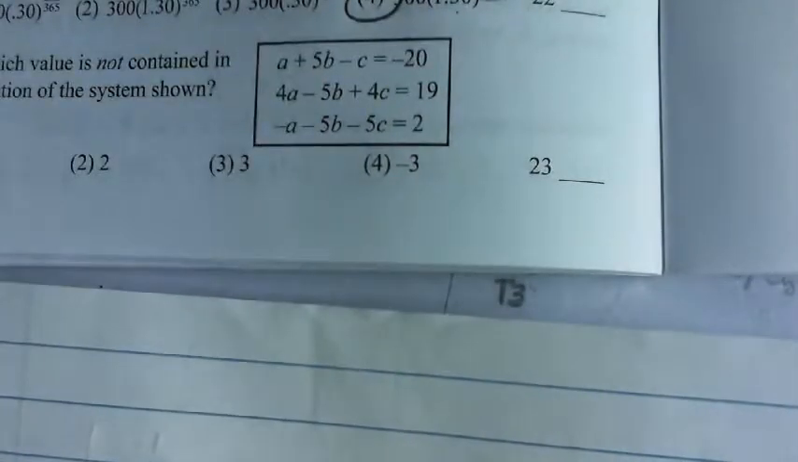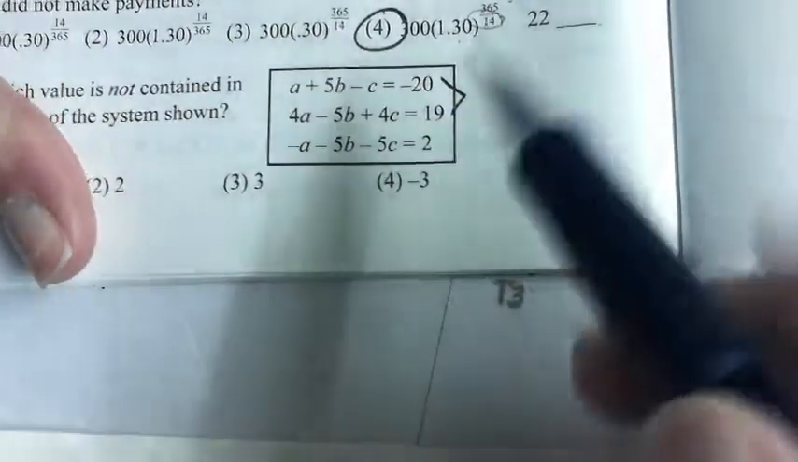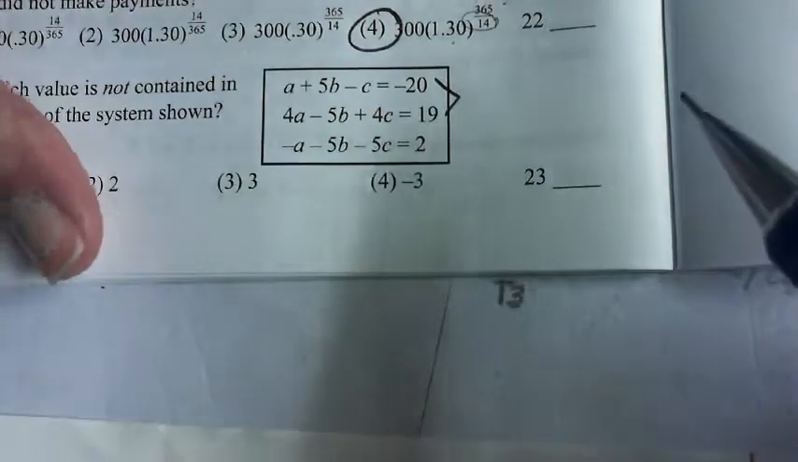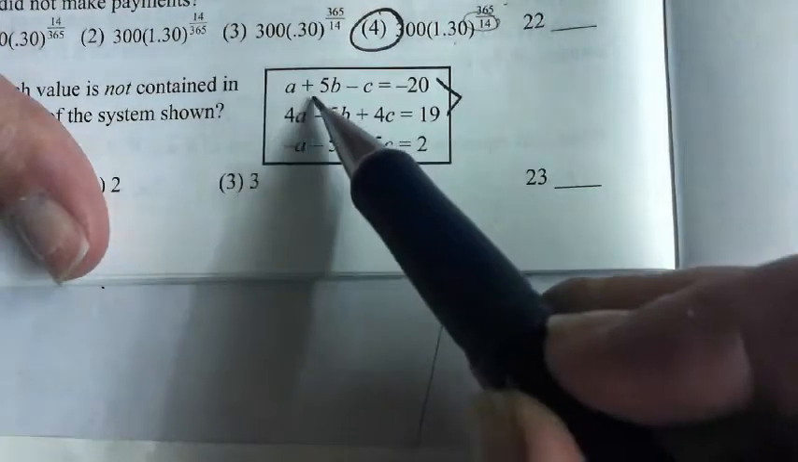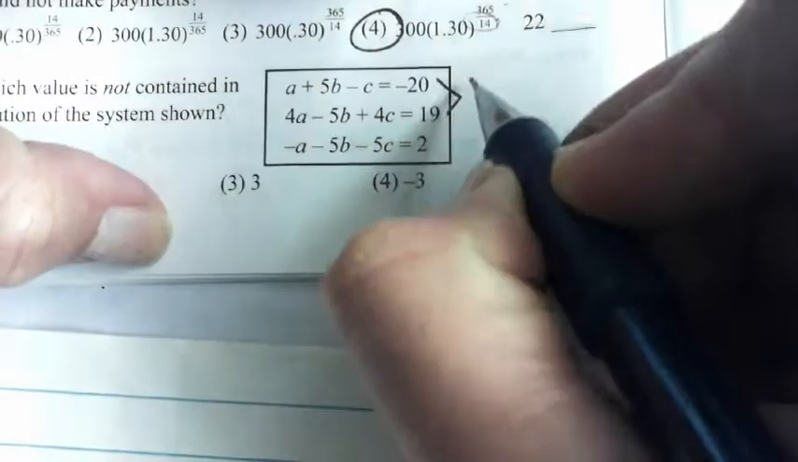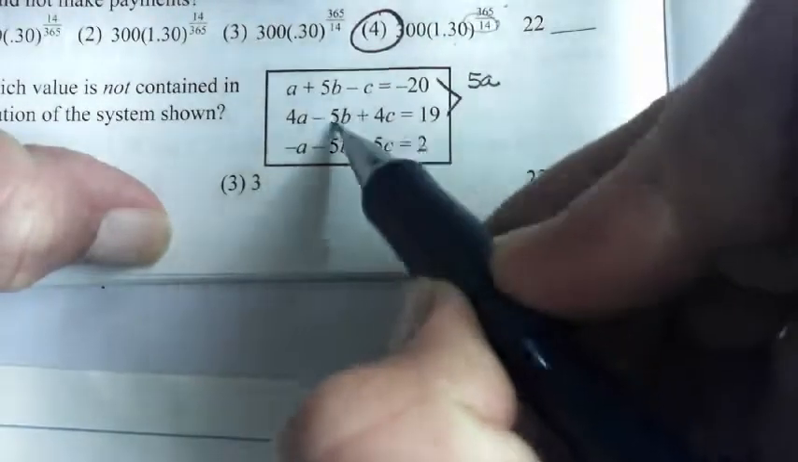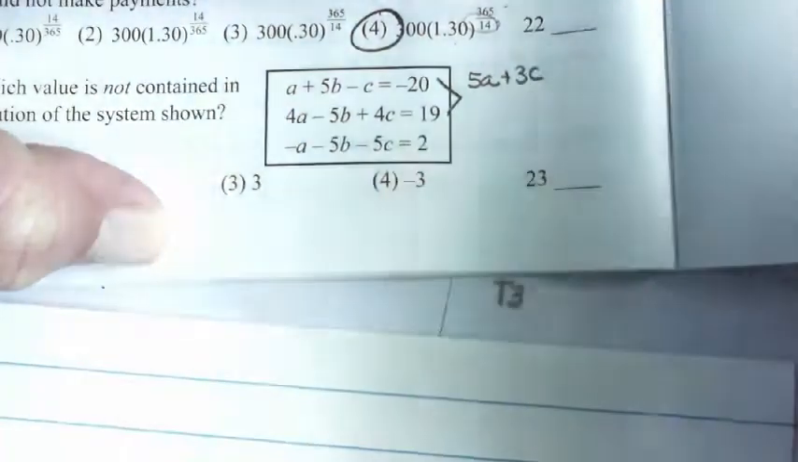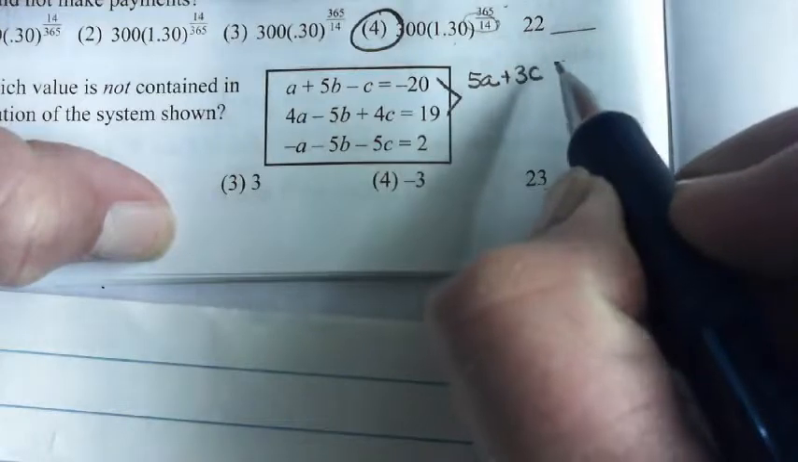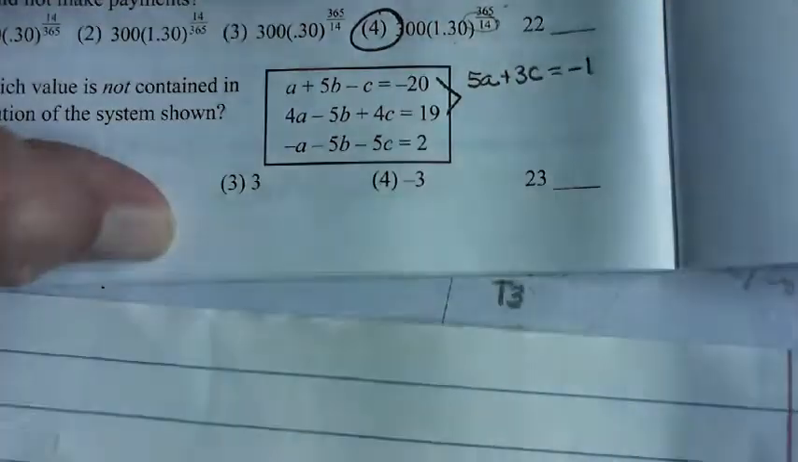Cameron, what do you think? The B, absolutely. So, Cameron, talk me through this. Am I adding or subtracting here for the first two equations? Opposite signs, plus minus, add. Very good. So A plus 4A is 5A. The B's eliminate. Negative 1 plus 4 is plus 3C. Negative 20 plus 19, negative 1.